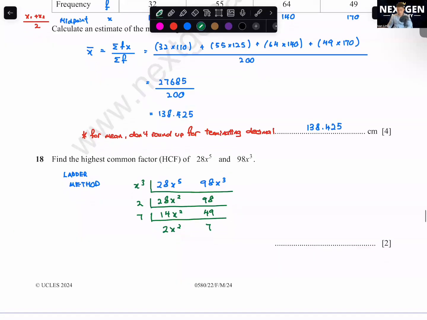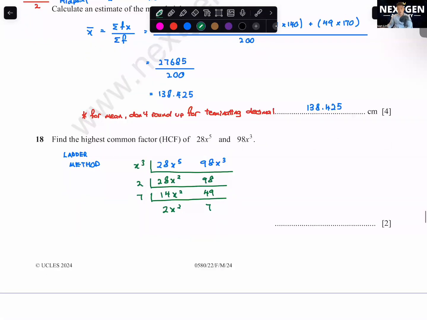Why do I like to use this method? Because they can potentially ask you HCF or LCM or both of it. This will be the easiest way for you to do it. HCF, remember, high-rise building. High-rise building means you take the highest common factor, you take the high side only. Lowest common multiple, low, L shape, so you take all the values and you multiply. So HCF will be equal to x cubed times 2 times 7, which is equal to 14x cubed.